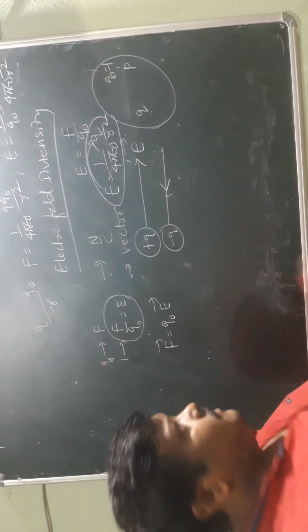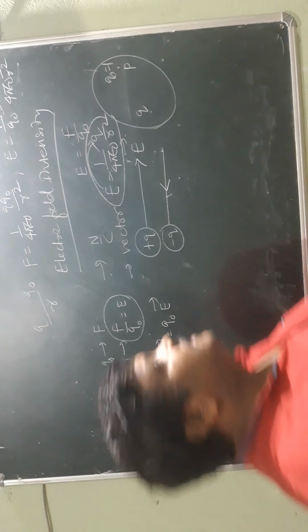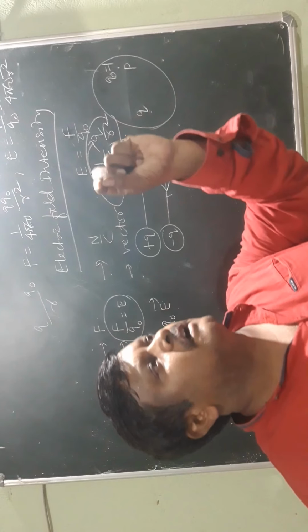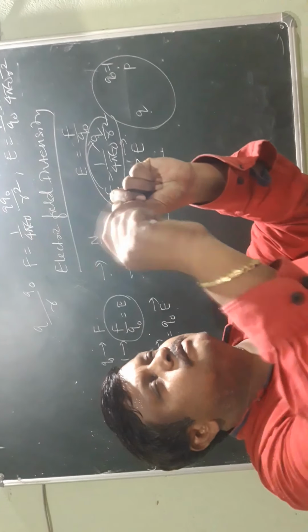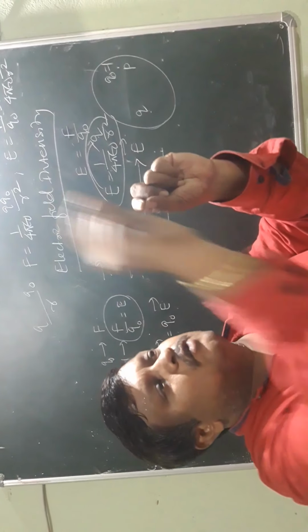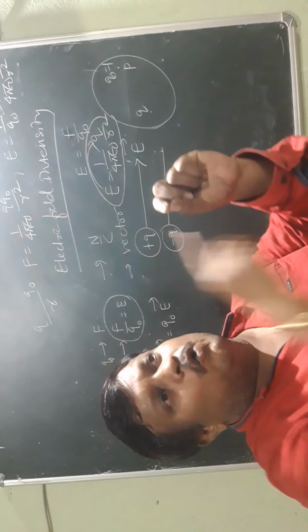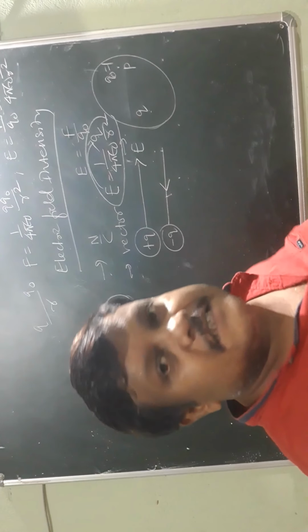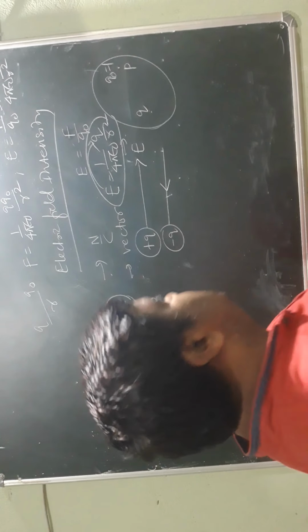Now what is the symmetry of this electric field? Suppose the charge Q is located in space and you move in all directions an equal distance r and draw the locus, then you will get a sphere. So that's why the electric field due to a point charge has spherical symmetry.